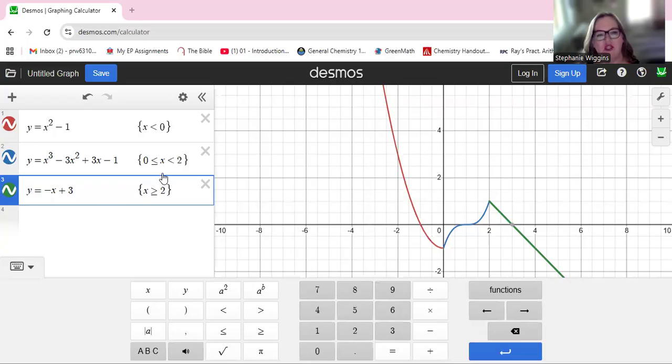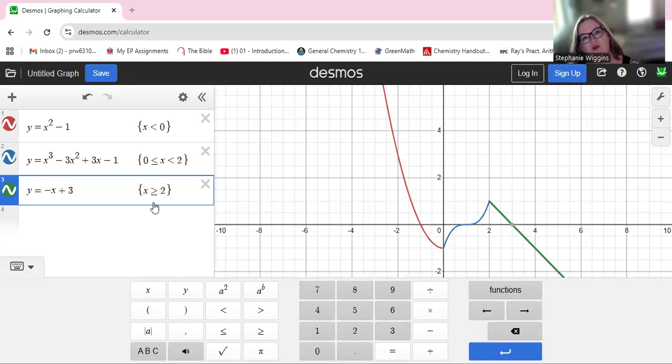And I've restricted the domain because remember, with a piecewise-defined function, you can't overlap the functions, otherwise it won't be a function anymore. You have to piece them together over specified intervals. This is the interval of all real numbers less than 0. Here we have the interval from 0, including 0, up to 2, but not including 2. And then we have the interval for all real numbers greater than or equal to 2.